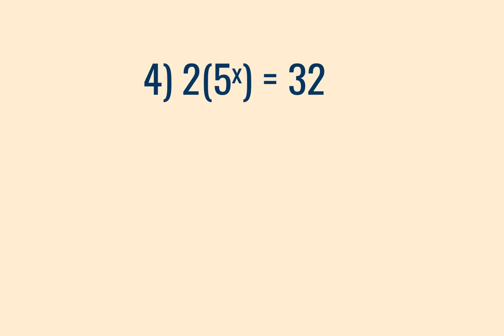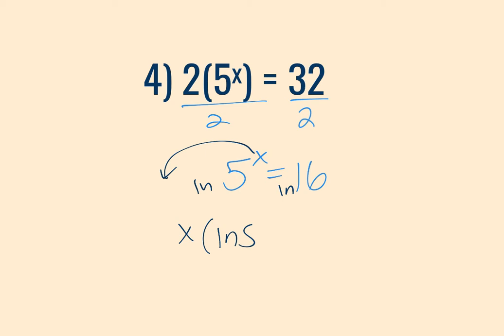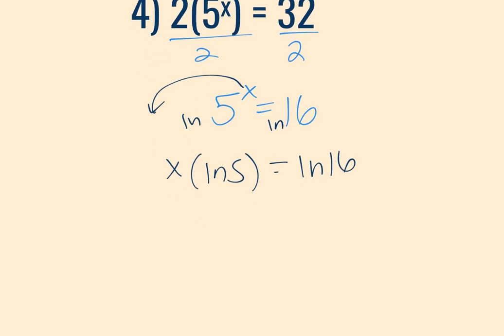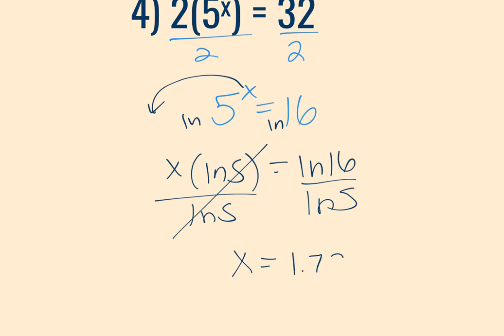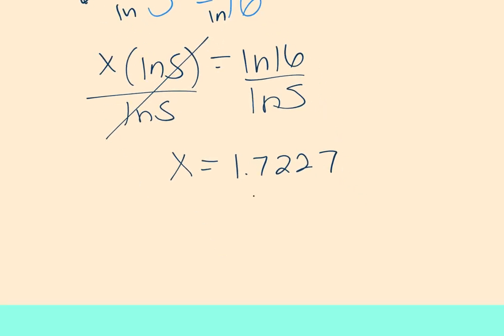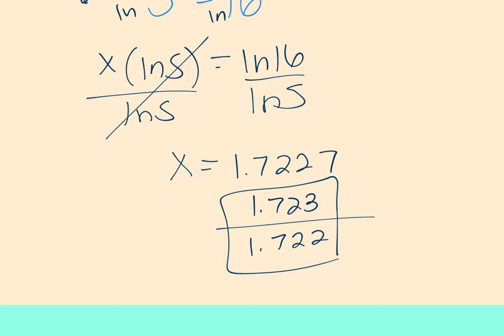All right, what are we going to do with 4? Divide by 2. 5 to the x equals 16. Can't change 16 to be a power of 5, so I'm going to ln both sides of the equation. The x bumps to the front. x times ln of 5 equals ln of 16, and then divide both sides by ln of 5. ln of 16 divided by ln of 5, x equals 1.7227. So if I'm rounding it, it becomes 1.723. If I truncate it, it's 1.722. So either answer is fine, and I'll look at what Webb sign does. I think it rounds.